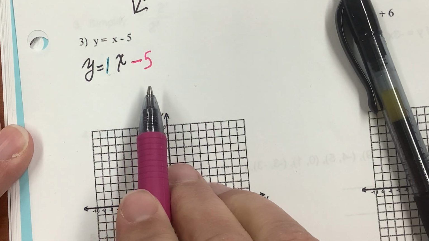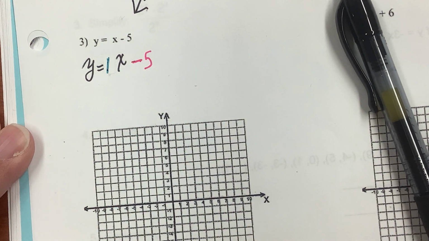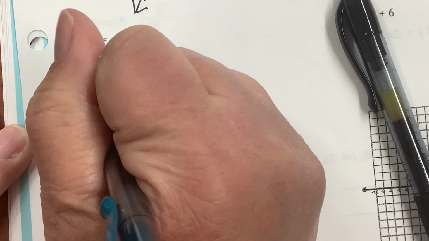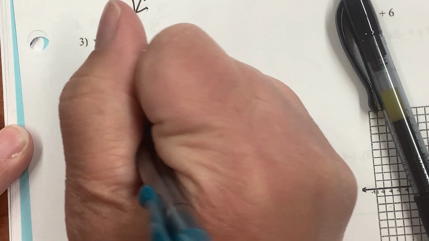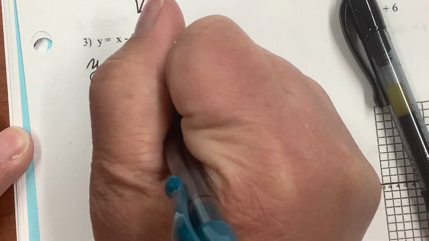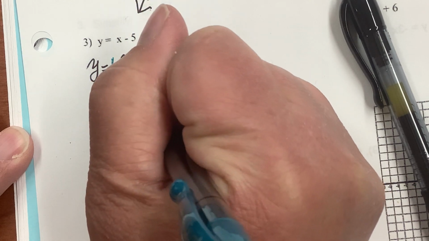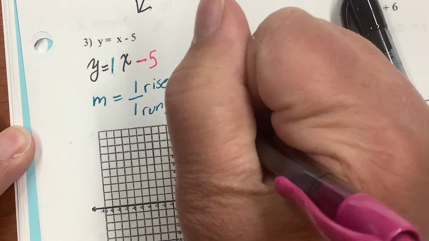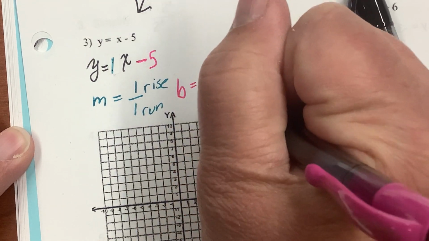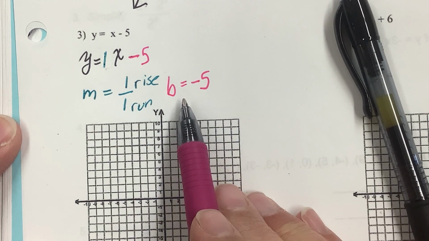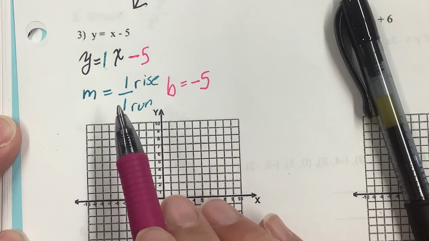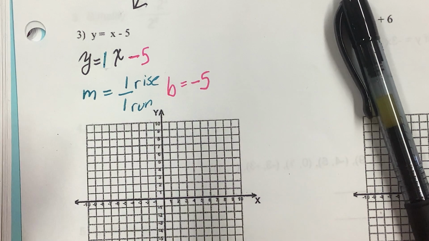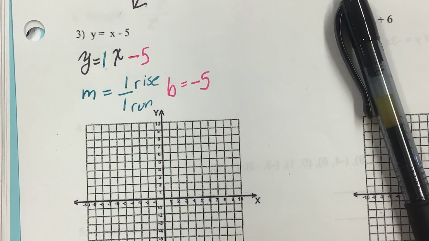So my y-intercept is going to be negative. My slope, m, in the middle is 1 over 1. So I'm going to rise 1 and run 1. And I'm going to begin at the back with b equals negative 5. So begin at the back with b equals negative 5, and then use the slope, rise over run, from the middle. All right. Grab that highlighter and highlight my line, and it's going to be beautiful.